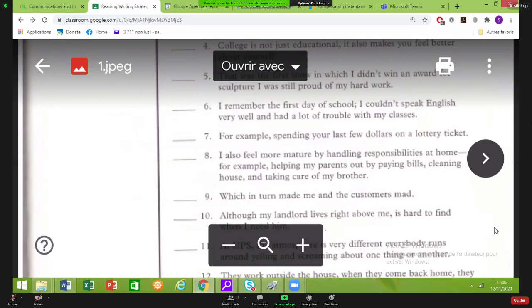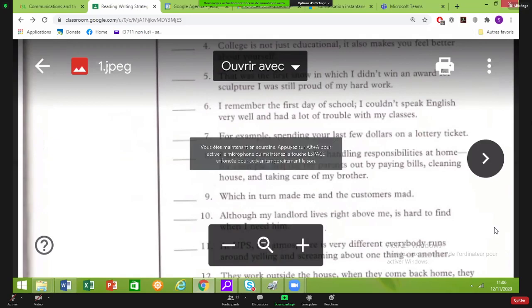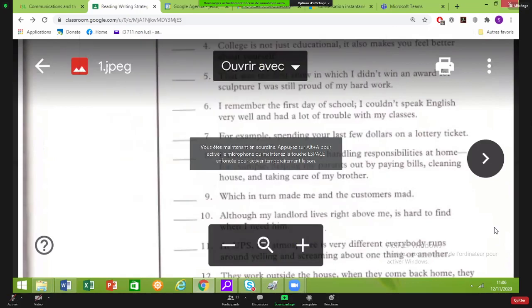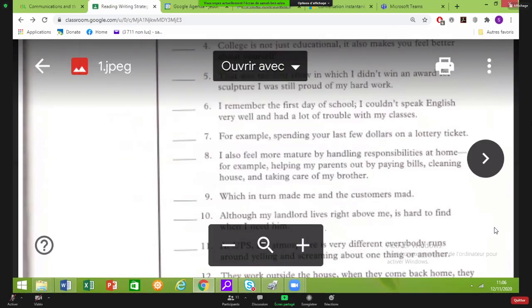Number 8, can I do it? Yes, please. I also feel more mature by handling responsibilities at home. For example, helping my parents out by paying bills, cleaning house, and taking care of my brother. I think it's an S. Very good. It's a full sentence. Next.